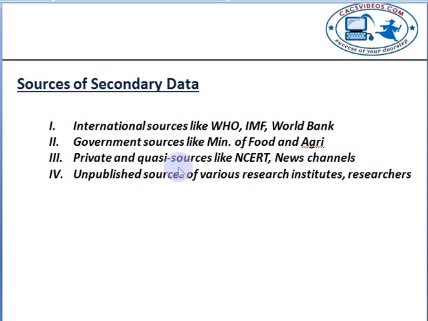So that comes under unpublished sources of various research institutes and researchers. So what are the different sources of secondary data? First is international sources, second is government sources, third is private and quasi sources, and fourth is unpublished sources of various research institutes and researchers.